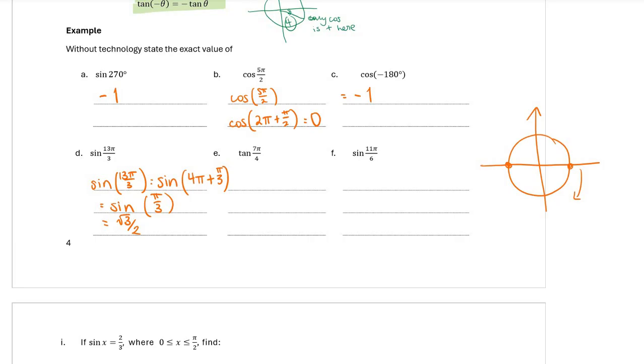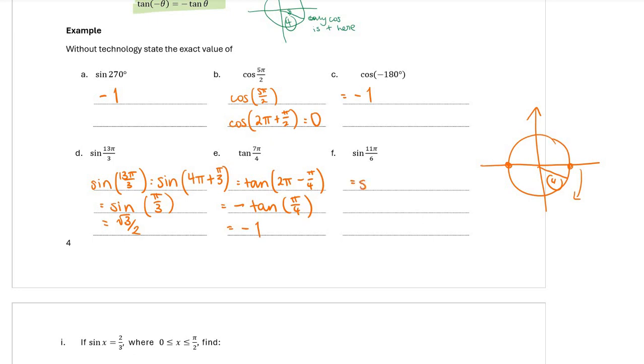Now, tan 7 pi on 4, I can see that that is equal to tan of 2 pi take away pi on 4, which means that we're going to end up in that fourth quadrant right there, and I'm going to end up with negative tan pi on 4, which hopefully we remembered that pi on 4 for tan is 1, so that means we've got -1.